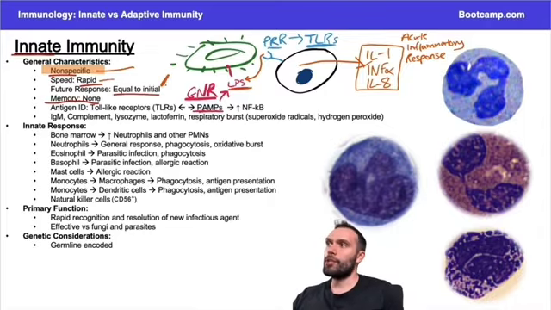It's always going to be pretty much equal. It's always the same, right? It's not going to be different if I'm exposed one month versus another, okay? It's always going to be the same. There's no memory to these receptors. We're just identifying a pattern that we know shouldn't be there potentially.